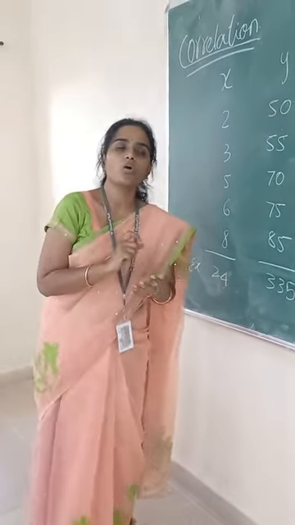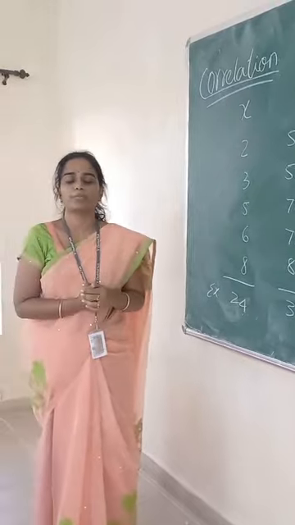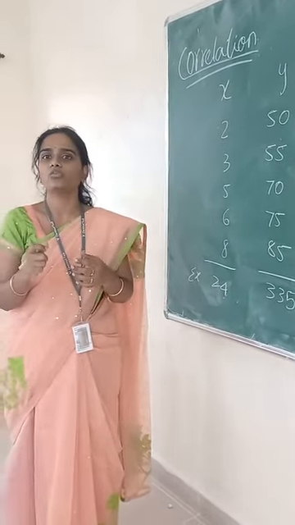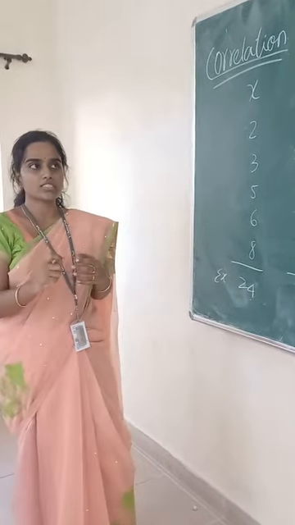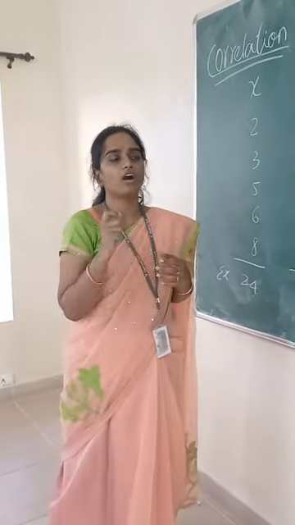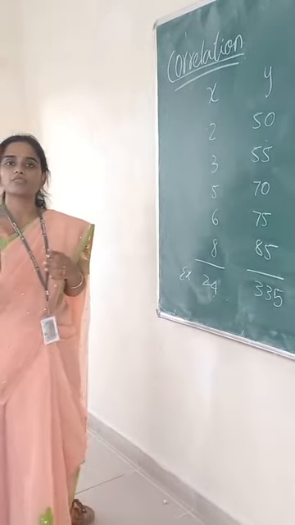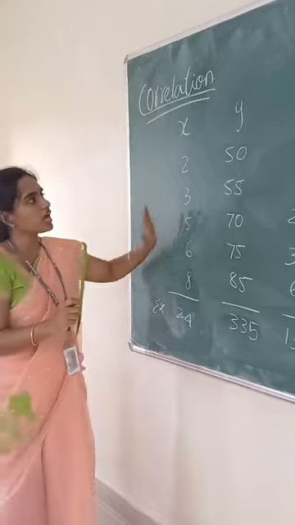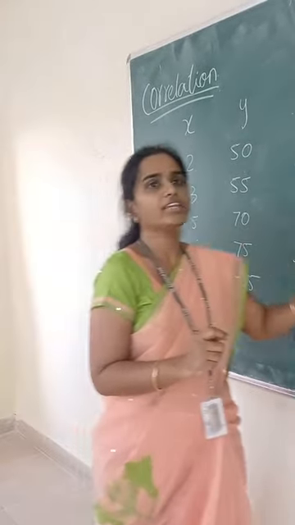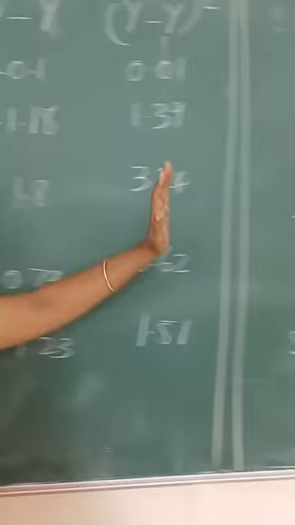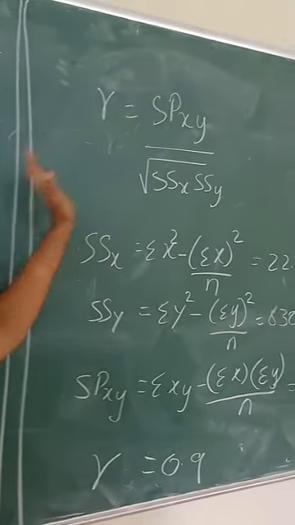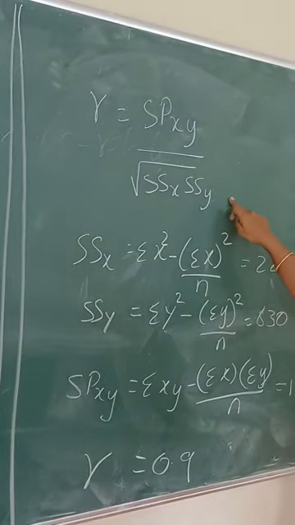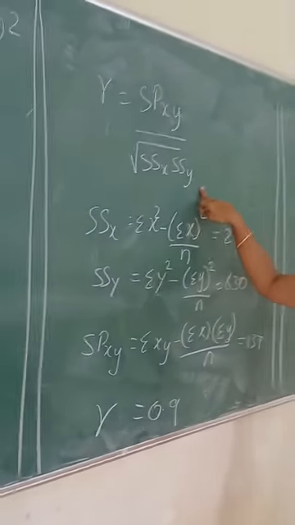So how can we find that relationship? We have the correlation coefficient, the value will be R. First we have to find the value of R. Usually you will get values of X and Y. To find the correlation coefficient, we have a formula: R is equal to SPXY divided by the square root of SSX into SSY.